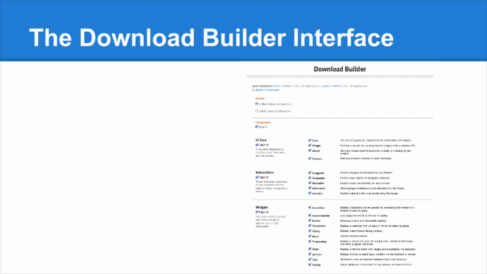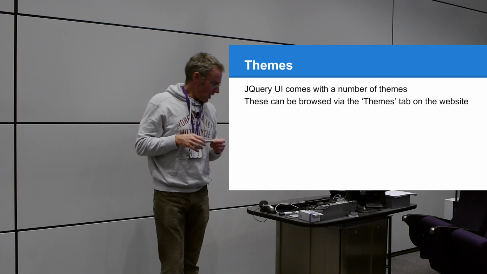So you've got your core, which you have to have, widgets and mouse and position, interactions and widgets. And so you can just choose exactly the bits you need to get jQuery UI working on your website. I can't emphasize enough, development bundle is purely for development purposes and not for deployment. Okay, themes.